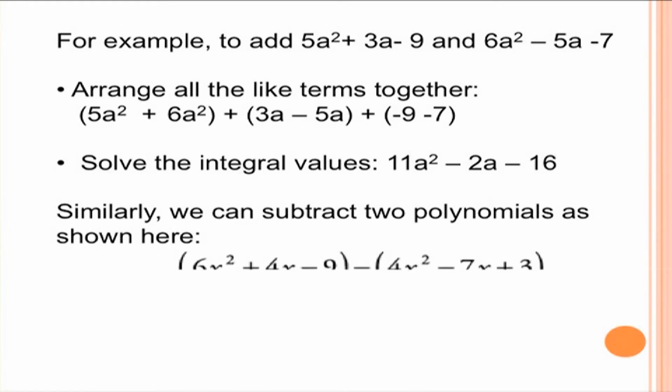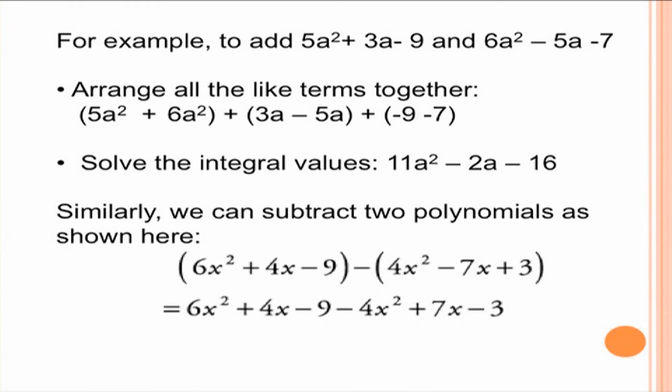Similarly, we can subtract two polynomials as shown here. 6x square plus 4x minus 9 minus (4x square minus 7x plus 3) in brackets will give us 2x square plus 11x minus 12. Next we come to multiplication of polynomials.